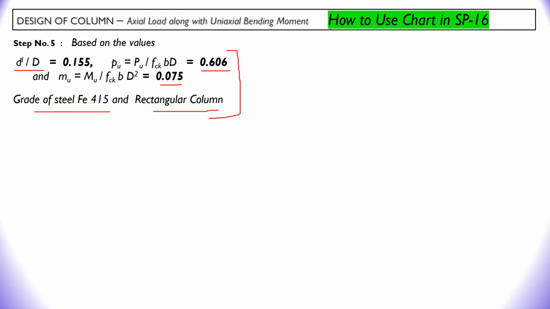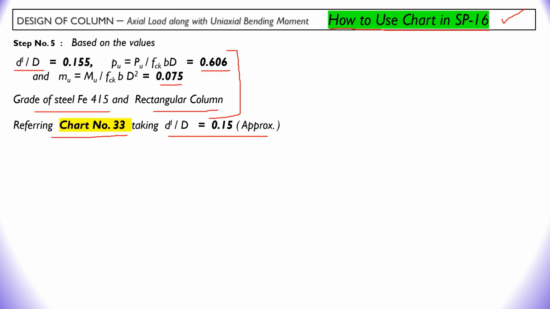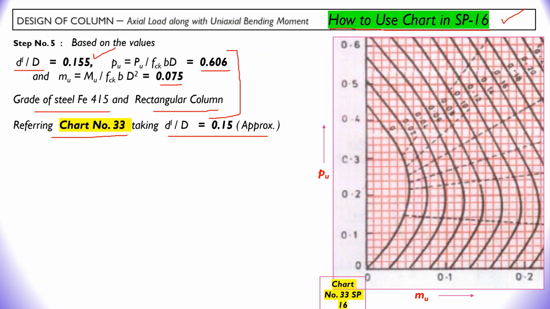So here we will understand how to use charts in SP-16. Based on this data, we will be able to select chart number 33, because chart number 33 will be relevant to the data which is mentioned here, which we have calculated. And here we have taken that we are rounding off this d dash by capital D to 0.15. So the chart will be based on this data.